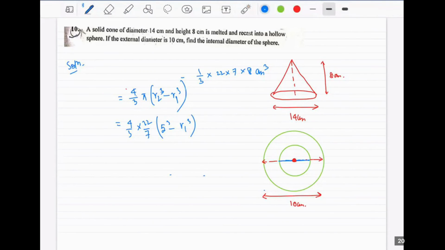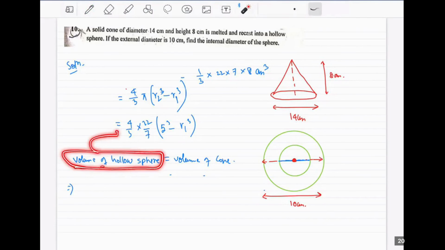Now, according to the question, since this is melted to form this, the volume of the cone and the volume of the hollow sphere, the two should be equal, right? So we will have volume of hollow sphere equal to volume of cone. Now time to put in the values. Volume of hollow sphere, it is here, this part right here. You have to put it here.